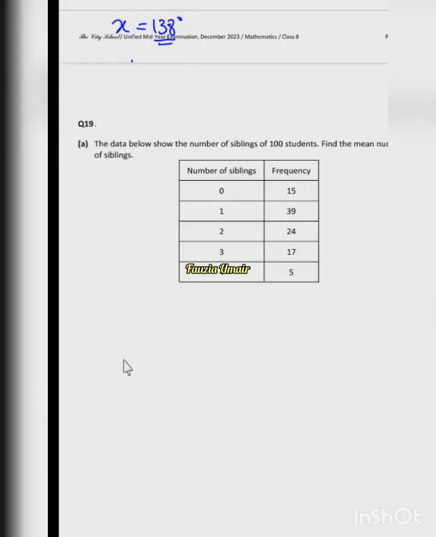And I know x bar is equal to, who can tell me the formula? Nasser, what is the formula of x bar? Ma'am, sigma fx divided by sigma f. Very nice. Very good. So this is the formula. So now out of these 2 columns, which one is f and which one is x? Ma'am, number of siblings is x and frequency is f. Very right. So frequency is definitely f, and number of siblings are x.